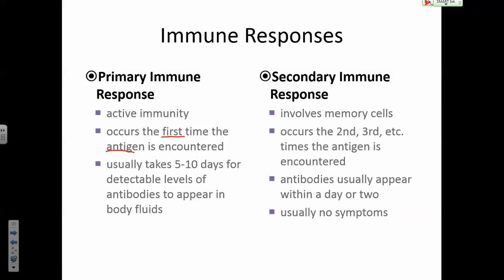Okay? All right. The secondary immune response involves your memory cells. And so that's the next time, the next time, the next time. And because you have a bigger initial population of cells programmed for that same antigen, it doesn't take as long for the antibody level to be high enough to fight it, and many times you won't even have any symptoms. Okay? Does that make sense?